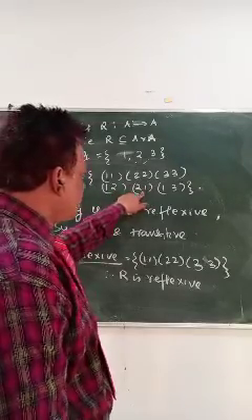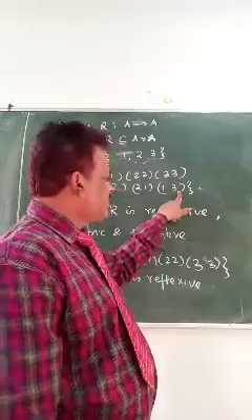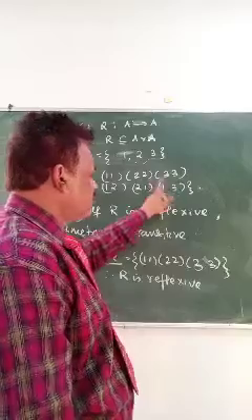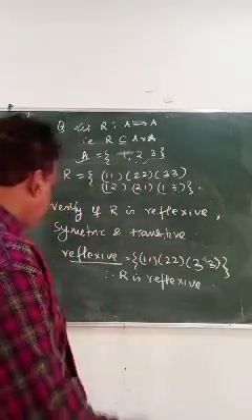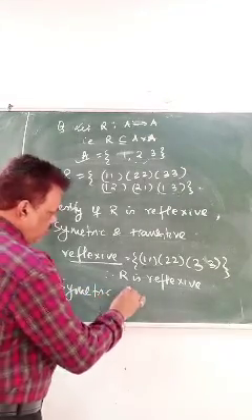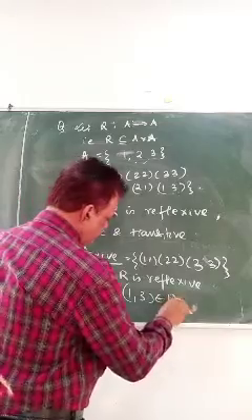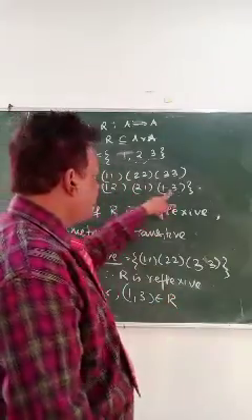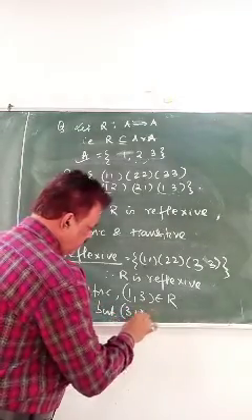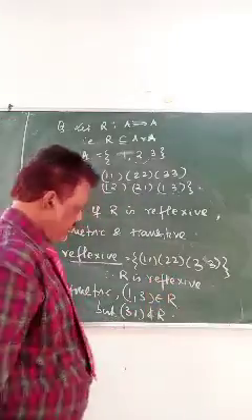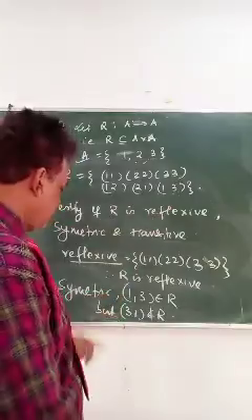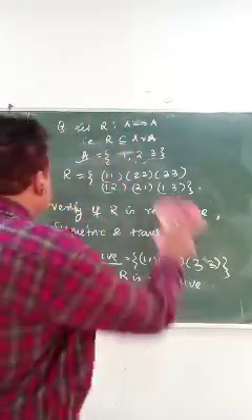But what you find, (1,2) gives you (2,1) present here. This is possible. But what about this? (1,3) should give you (3,1), but (3,1) is not present here. For any element, its reverse should be there for symmetric. So symmetric means (1,3) belongs to R, but (3,1) doesn't belong to R. Therefore, this is not symmetric. So you can write R is not symmetric.